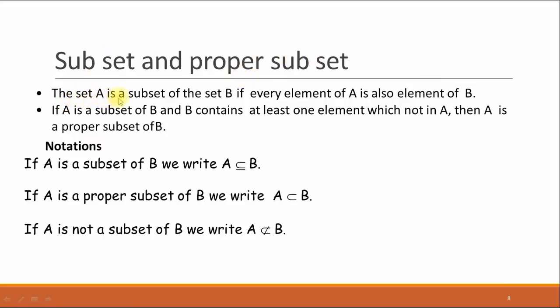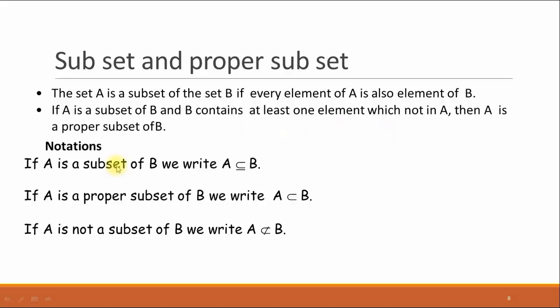The set A is a subset of the set B if every element of A is also an element of B. If A is a subset of B and B contains at least one element which is not in A, that means each element of A belongs to B and there exists at least one element in set B which is not in A, then A is a proper subset of B.